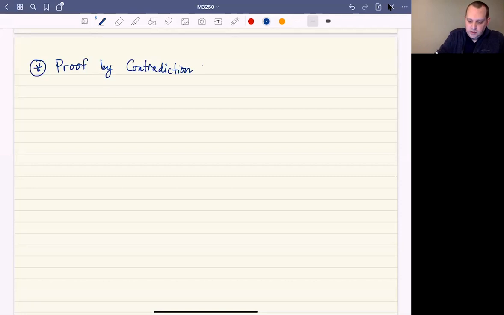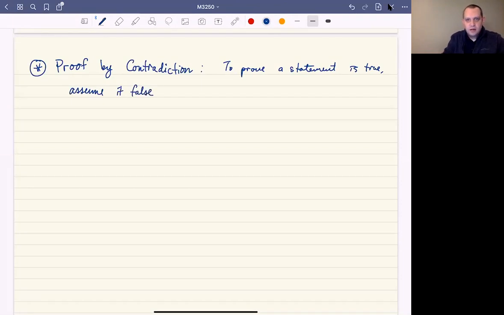So the way that this works is that to prove a statement is true, what we'll do is assume it's false. This is a slightly strange strategy, but it's logically sound. If we want to prove that something is true, we assume that it's false and then deduce a contradiction. Essentially we're saying, if it's false, this contradicts something else that we know is true. Therefore, it must be true, which is a slightly strange game.